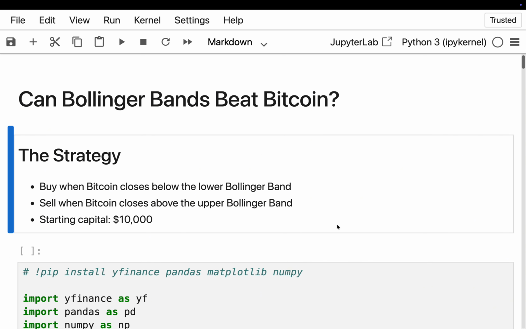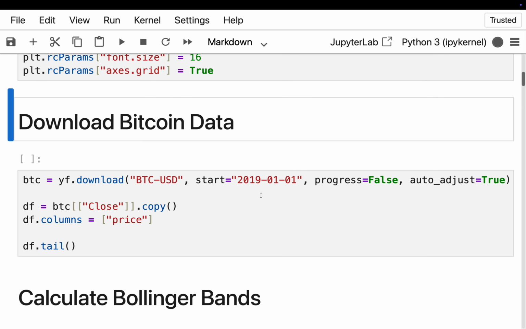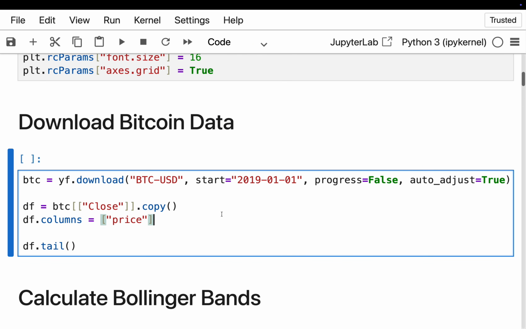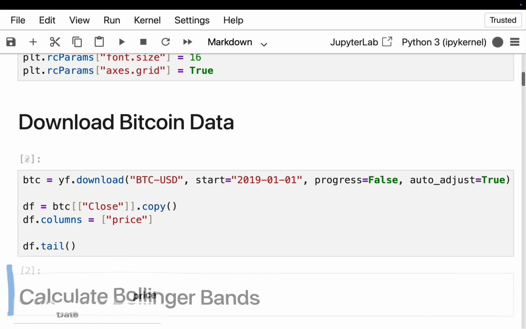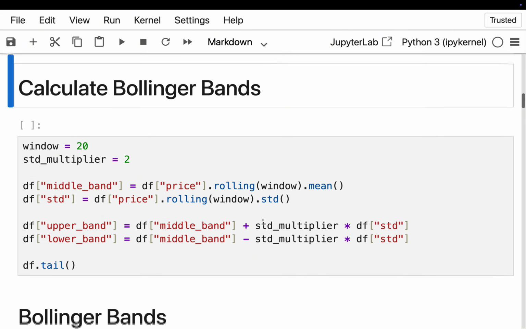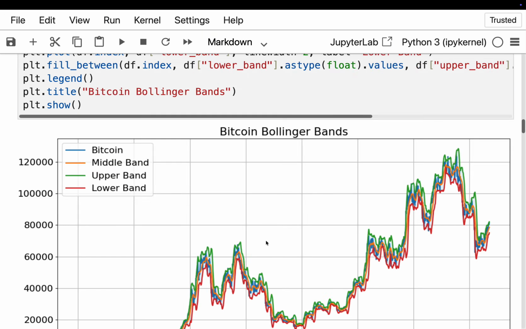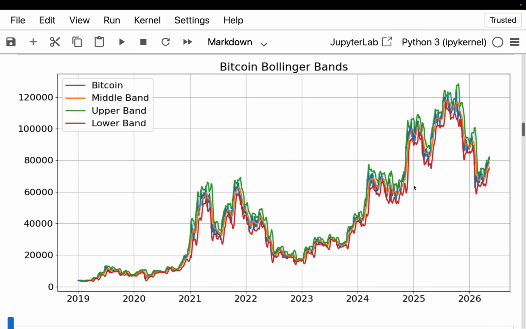We start with $10,000 and test the strategy on Bitcoin data going back to 2019. First, we download the Bitcoin price data directly from Yahoo Finance. Then we calculate the Bollinger Bands themselves. The orange line in the middle is a moving average, and the upper and lower bands expand whenever volatility increases.